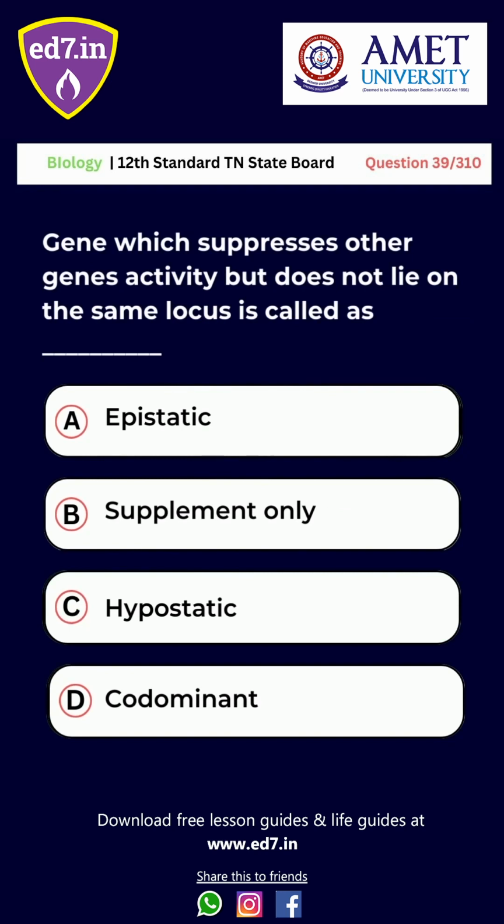Question number 39. Gene which suppresses other genes' activity but does not lie on the same locus is called as option A, epistatic. B, supplementary. C, hypostatic. D, codominant. And the right answer for this question is option C, hypostatic.